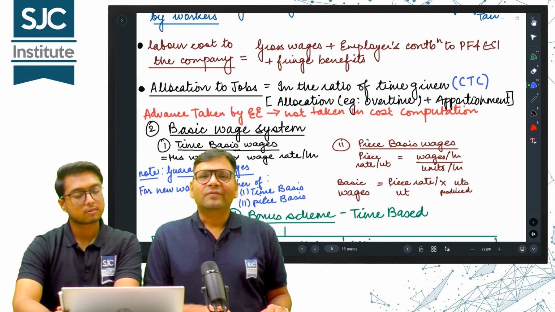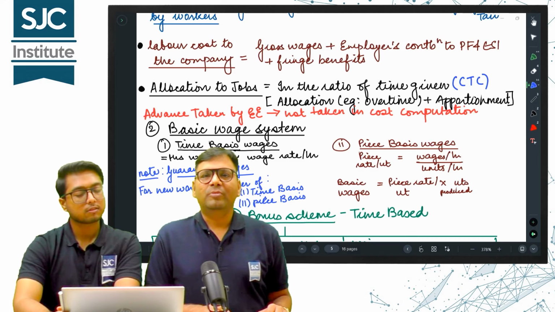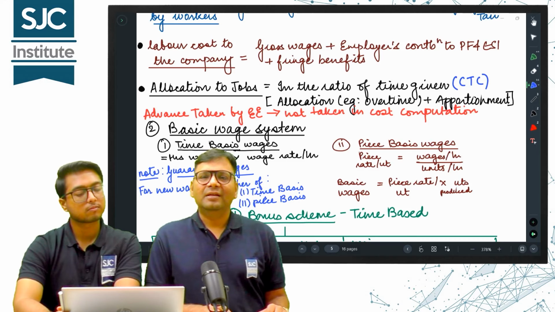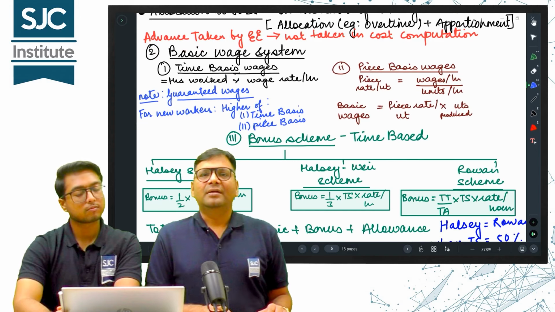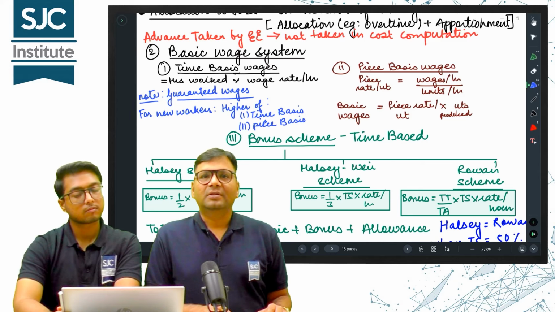The second item that you have to study in this chapter is basic wages computation. Basic wages computation are done under 2 popular systems. One is time basis, another is piece basis. On a time basis, you can expect good quality of work, but the cost can be higher because the workers are paid for the time worked. Basic wages here is equal to hours worked into wage rate per hour.